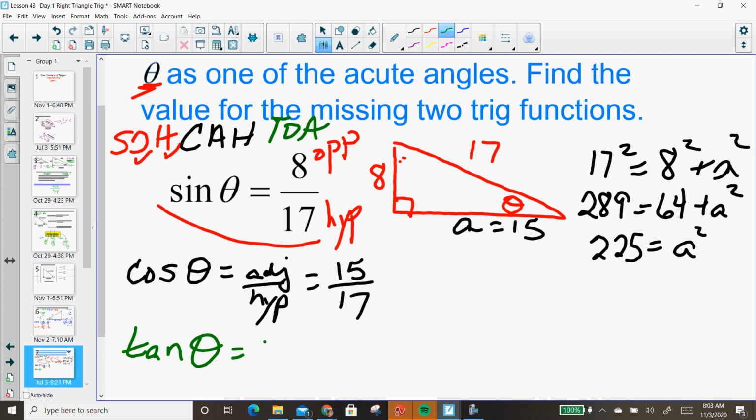So tangent needs to be opposite over adjacent. So type in how long is your opposite side, how long is your adjacent side, and hit enter. And so opposite is indeed 8, adjacent is indeed 15. So great job. Thank you.